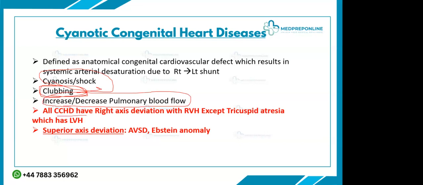And all cyanotic congenital heart diseases have right axis deviation with right ventricular hypertrophy, except tricuspid atresia, which has left ventricular hypertrophy. You need to remember that, okay? Tricuspid atresia and some degree of pulmonary atresia also. So all the others have right axis deviation and right ventricular hypertrophy, except tricuspid atresia, and you can also say pulmonary atresia. We will talk about it later when we describe these things. And as I already told you, superior axis deviation is in AV canal defect and Epstein anomaly. I have already told you.